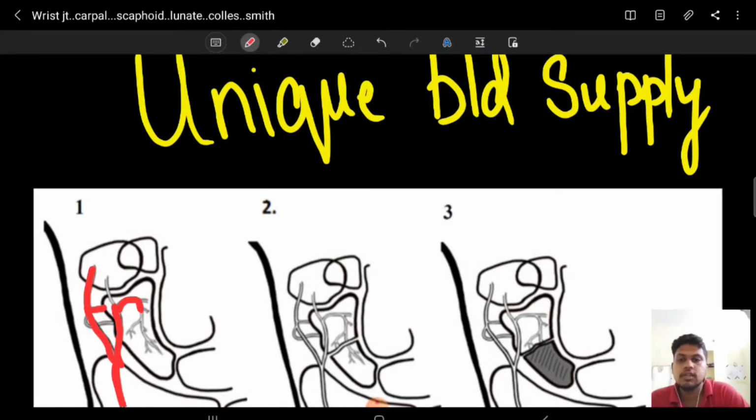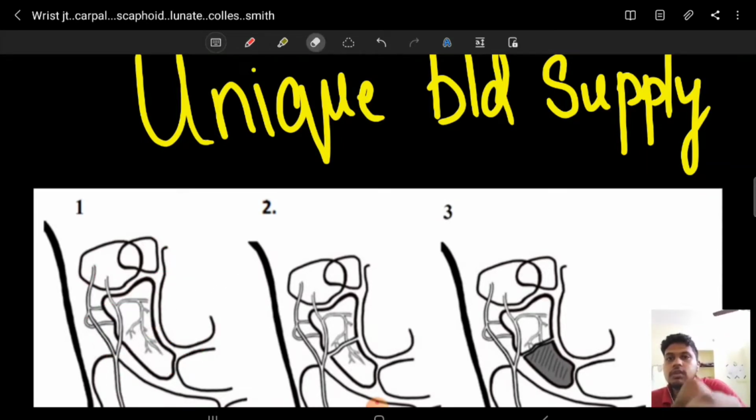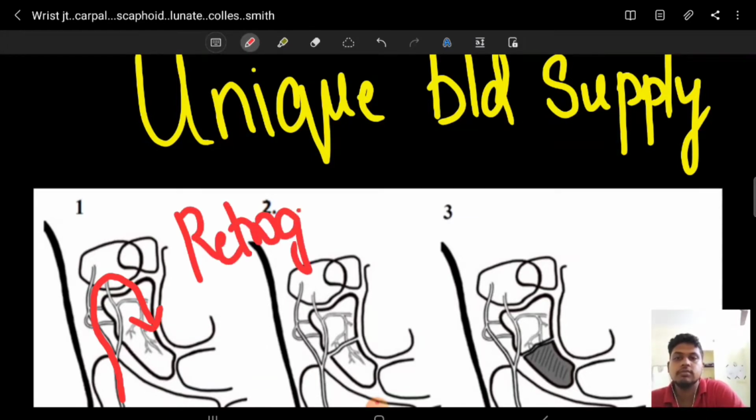What is different in this blood supply is that usually the blood supply is from proximal to the distal end, but in this case, as you can see, the blood supply is from distal to the proximal end. I'll show you in this diagram. As you can see here, the blood supply is from the distal to the proximal end. This type of blood supply is called retrograde blood supply.